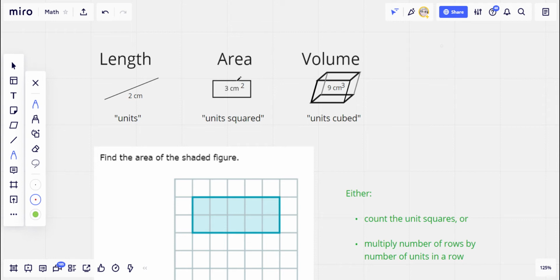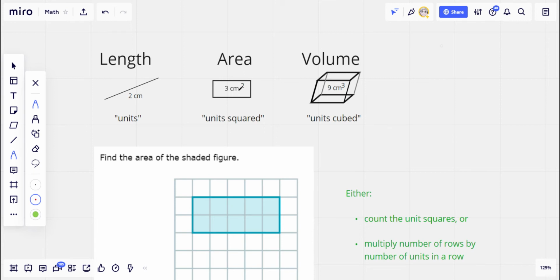Area is when we measure the space enclosed by some shape. So in this case, it's a rectangle, which makes figuring out area really easy, and we'll get into that in just a minute. But it could be a circle or some curvy blob or something like that. And the area is that space inside that's enclosed in two dimensions. So it doesn't have any height, but it's got a length and a width.